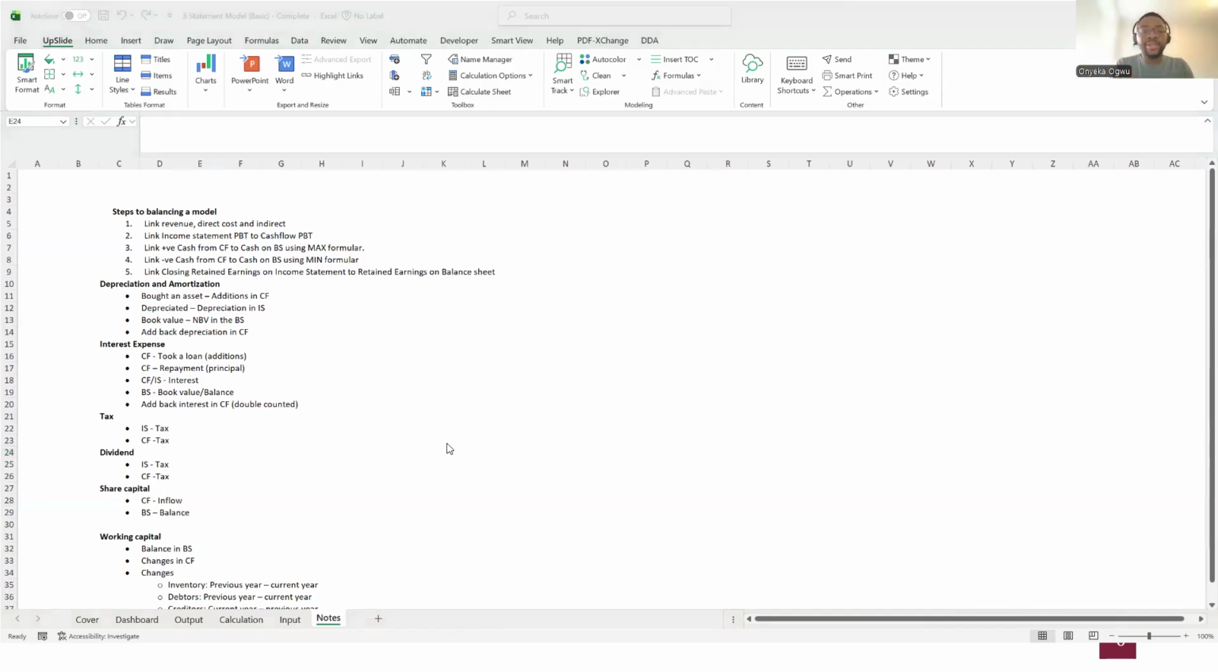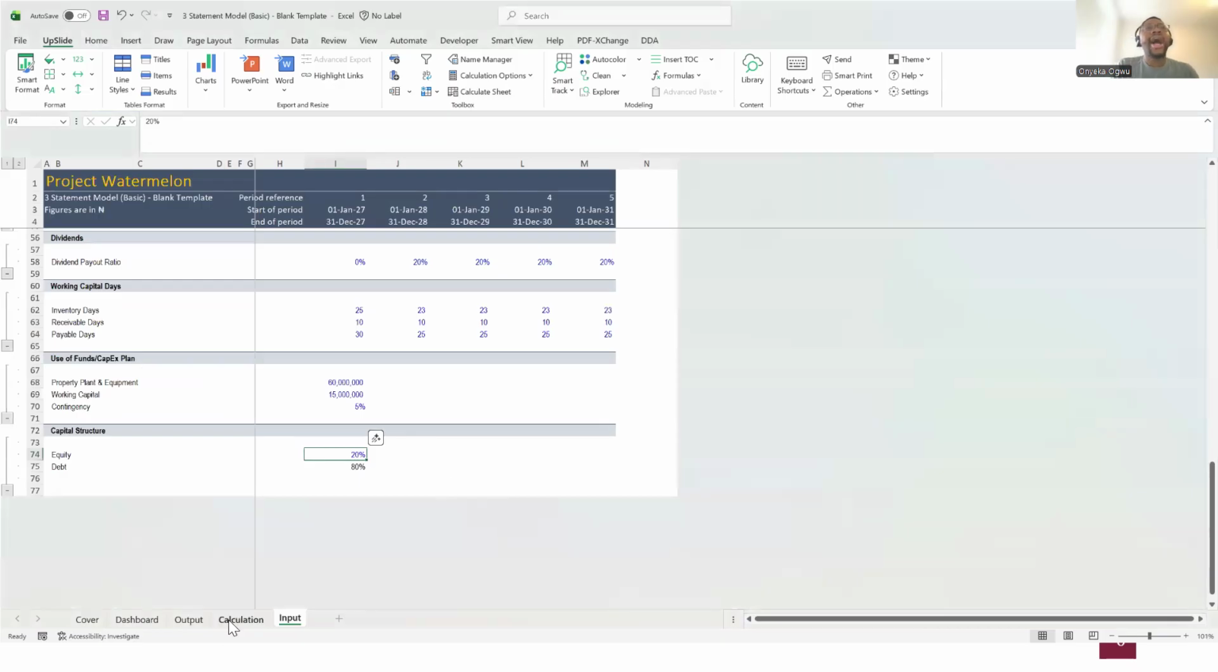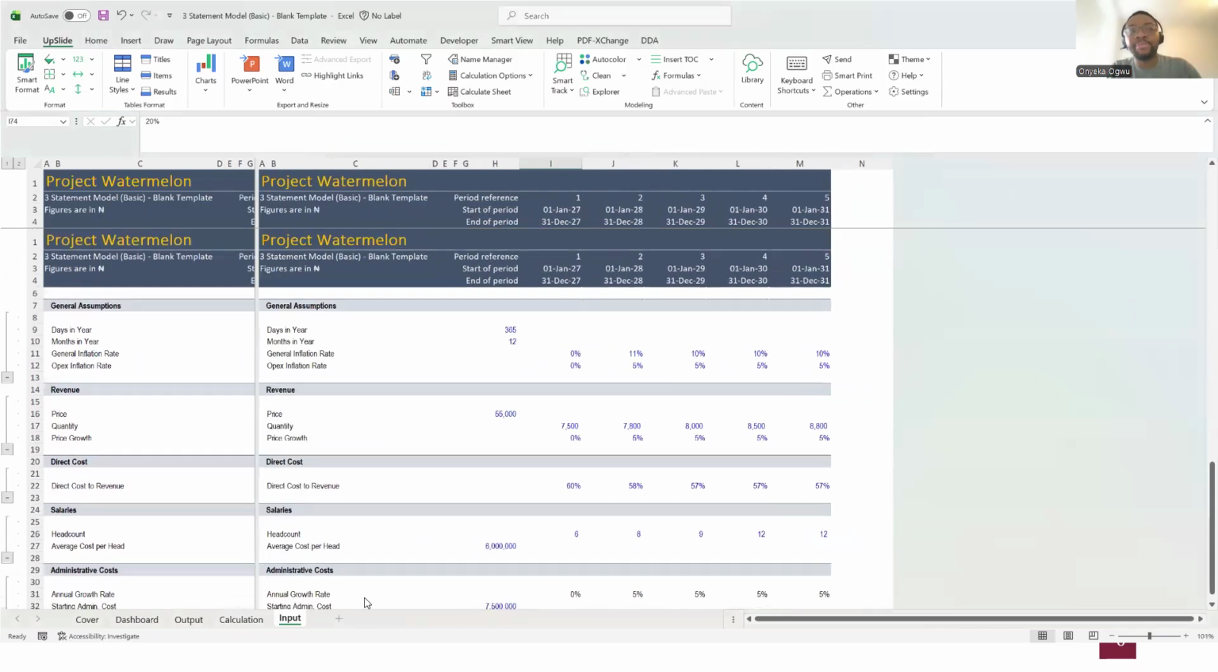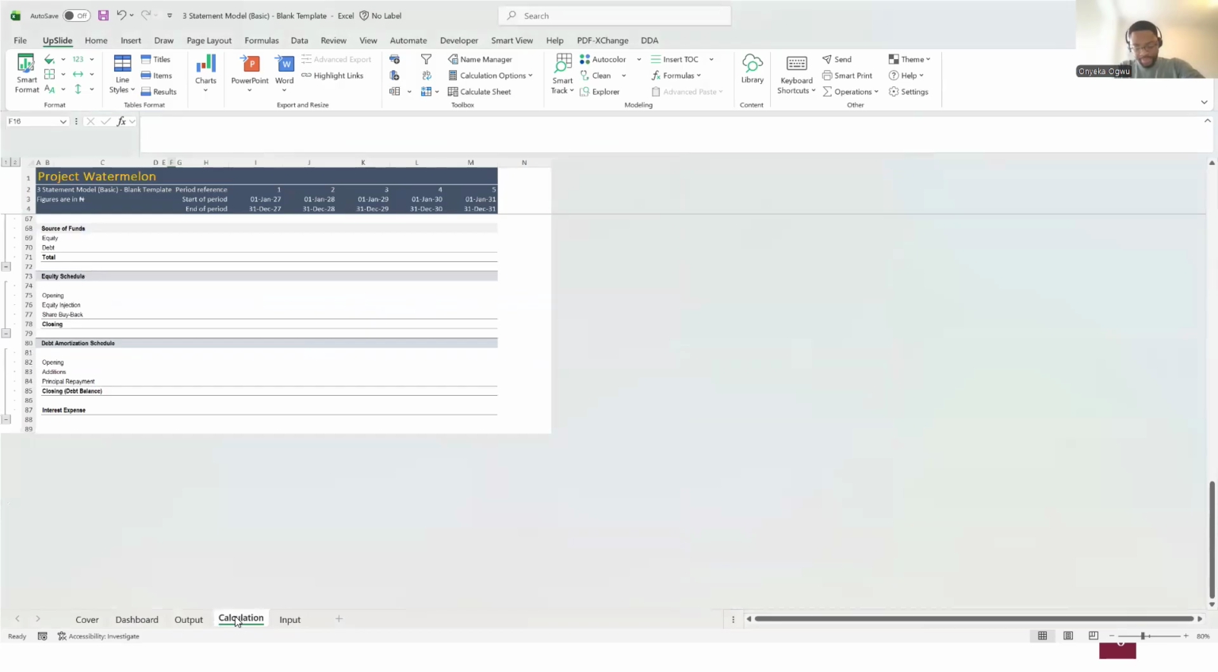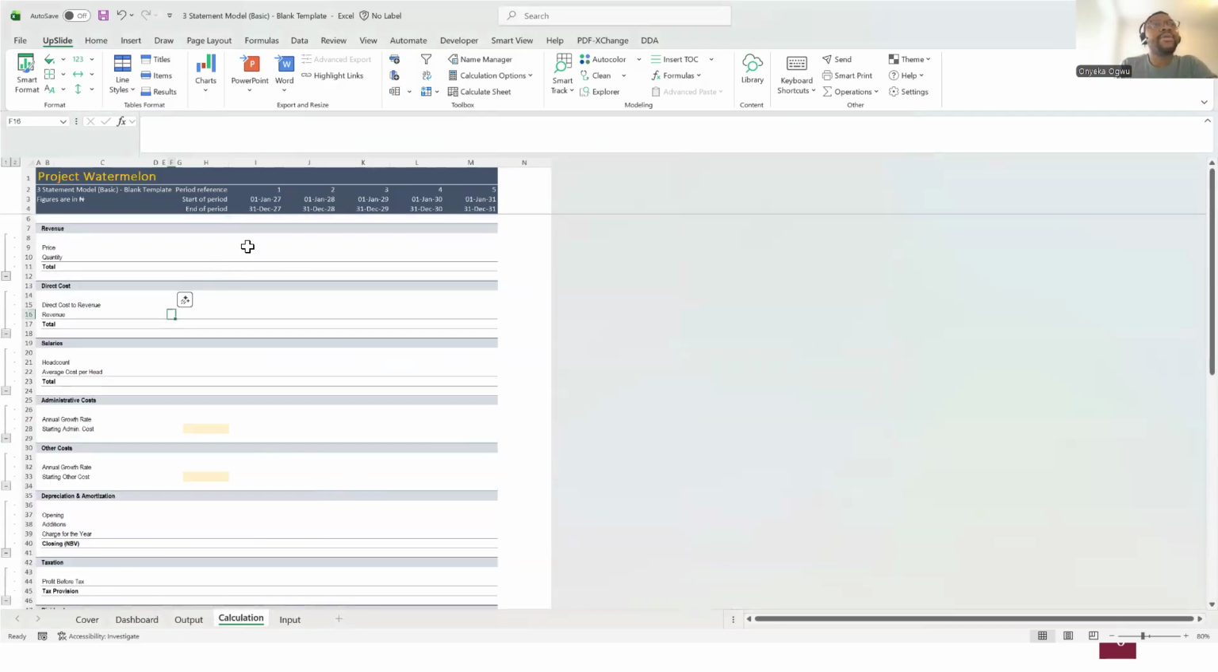So please follow me carefully. The first thing we said we'll do is to understand the inputs. The next thing is calculation, so the calculation sheet. This is where our Excel warm-up will come into play. The first thing is price and quantity. Let's start with quantity first. What's the quantity? Let's go to the input sheet.